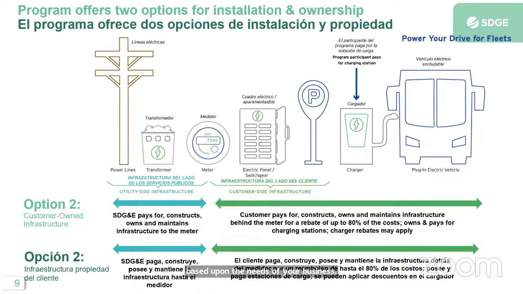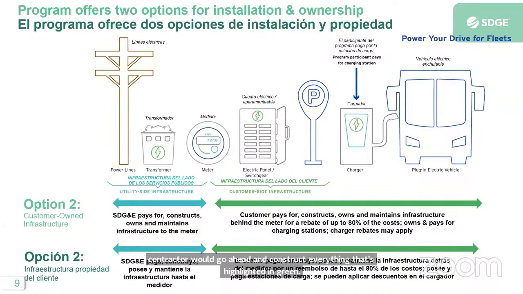So let's say I'm a small business and I have a little bit of unique needs. I'm interested in installing solar on the building, but I'm also interested in battery storage as well. In this case, we go with option 2. And as the customer, what you would initially do is hire a third-party contractor to design and build out the customer side infrastructure. SDG&E is going to review those plans, make any necessary revisions or suggestions, and then approve those plans. The contractor would construct everything that's highlighted in green, so that's everything behind the meter.